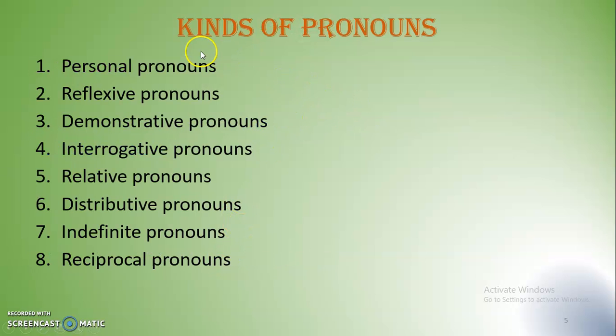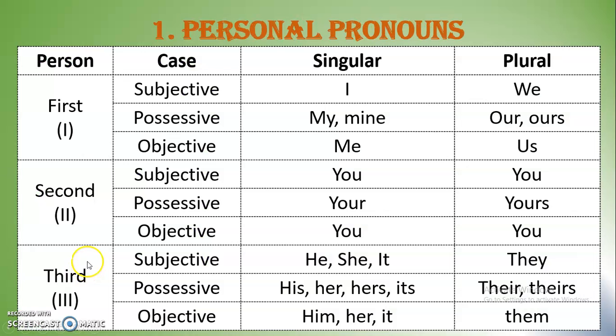So, kinds of pronouns. We have 8 kinds of pronouns: personal pronouns, reflexive pronouns, demonstrative pronouns, interrogative pronouns, relative pronouns, distributive pronouns, indefinite pronouns, and reciprocal pronouns. Let's see one by one. The first, the personal pronouns. This is very, very important, because in many cases we are using the personal pronouns.